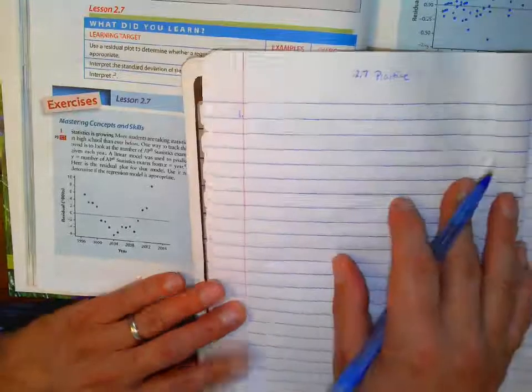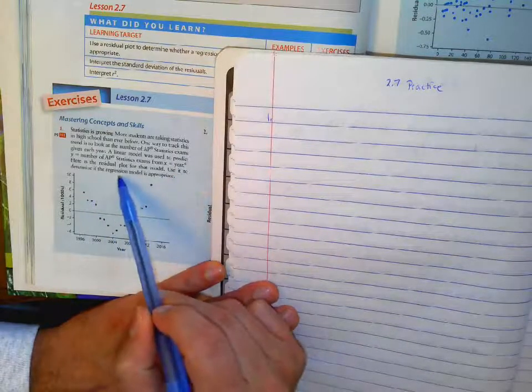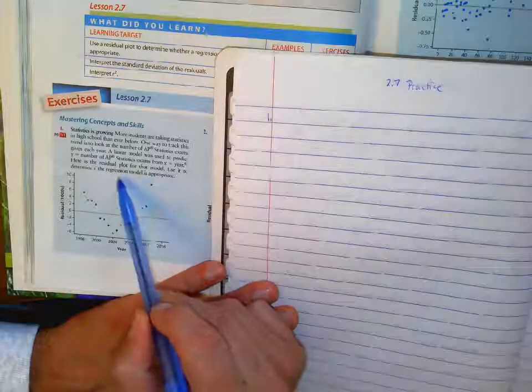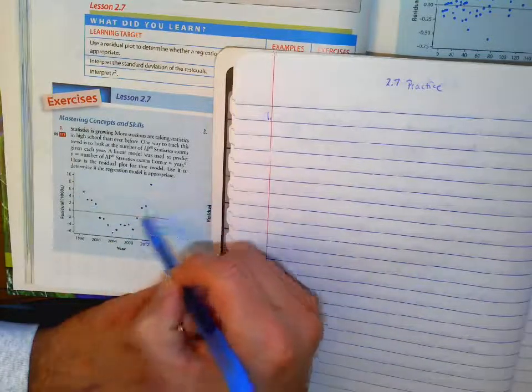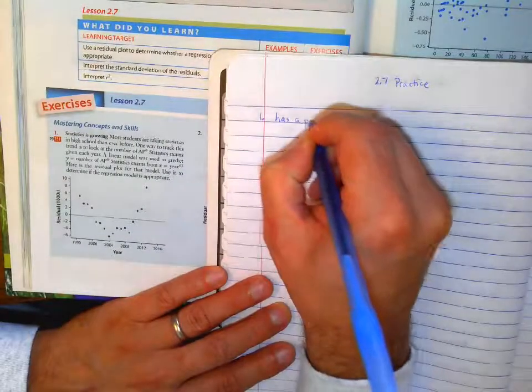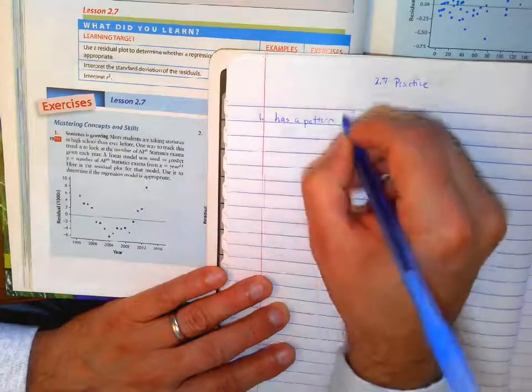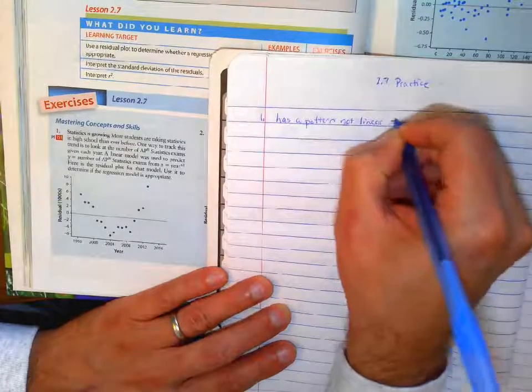This is homework practice 2.7. Number 1, they give you this graph here and they say use it to determine if the regression model is appropriate. So is the linear regression model appropriate here? By looking at the residual plot, it has a pattern that is not linear. Therefore, linear is not appropriate.